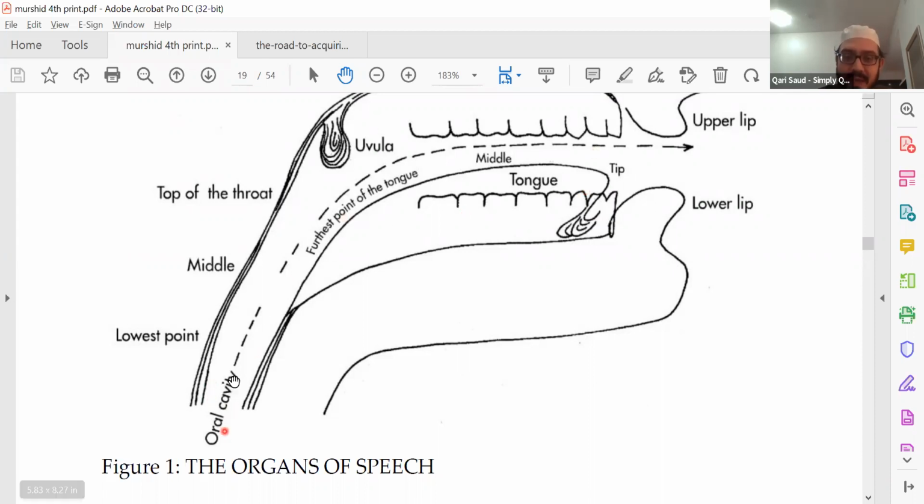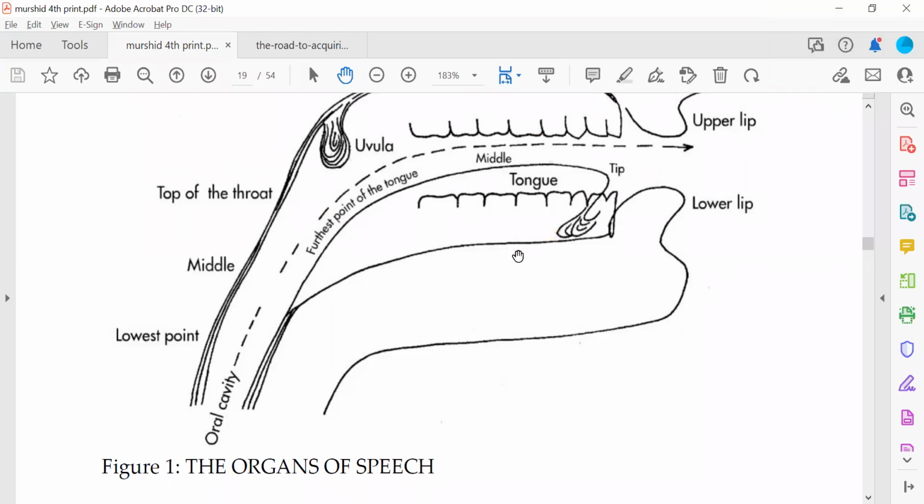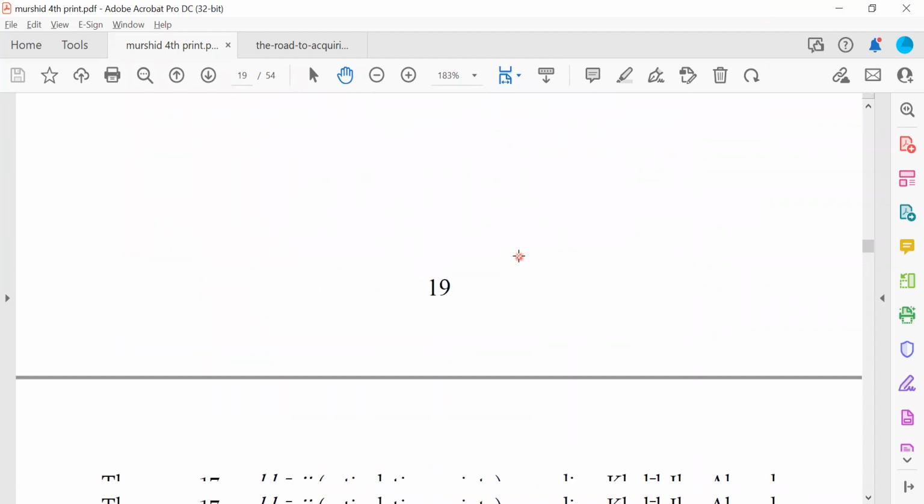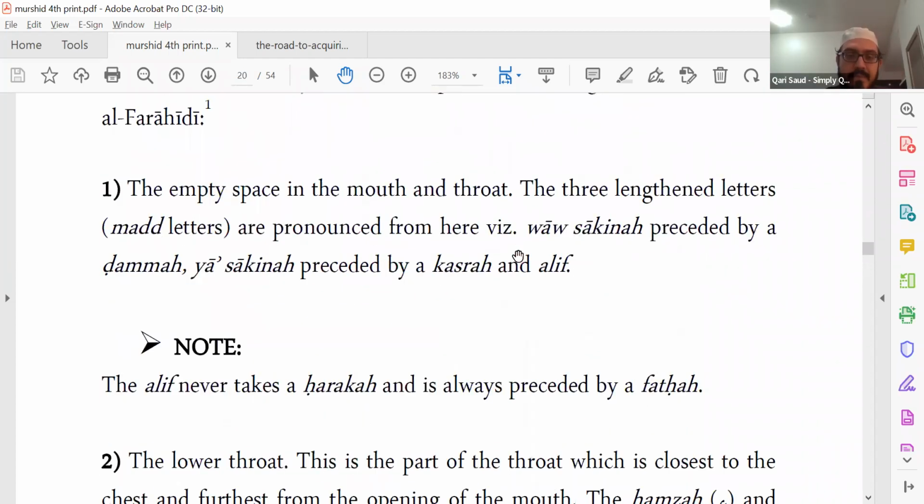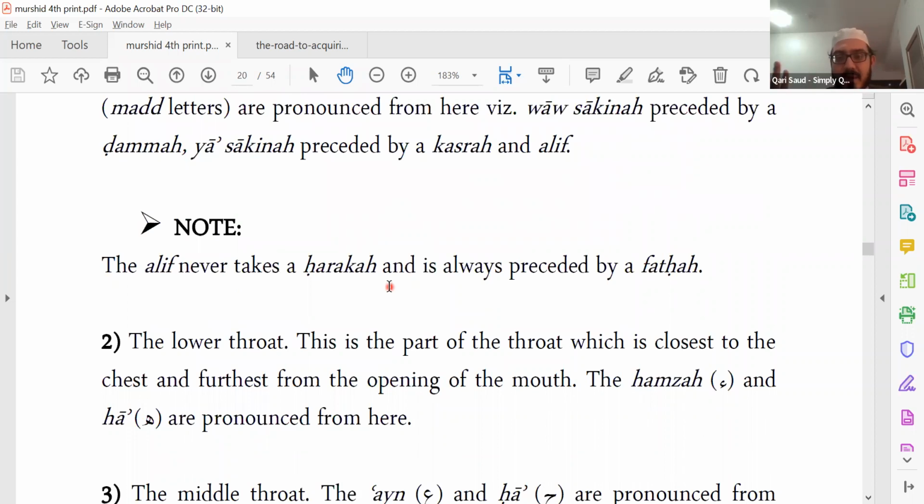And you can see here, the oral cavity is this whole place, starting from the beginning of the mouth all the way to the end of the throat. So there's no specific point. You can try saying it. You understand? Okay, that is makhraj number 1. Now note that the alif never takes a haraka, and it always has a fatha before. So you cannot put a haraka on the alif. That's just a point there, inshallah.